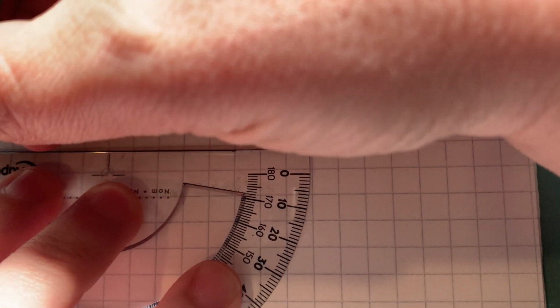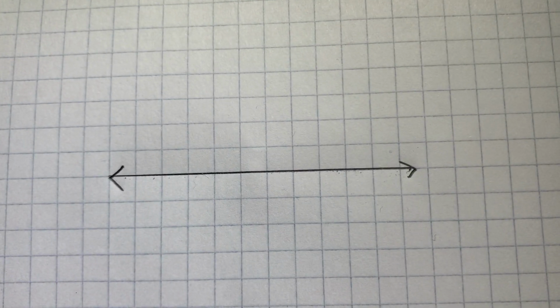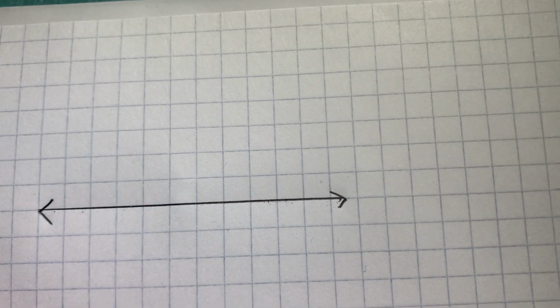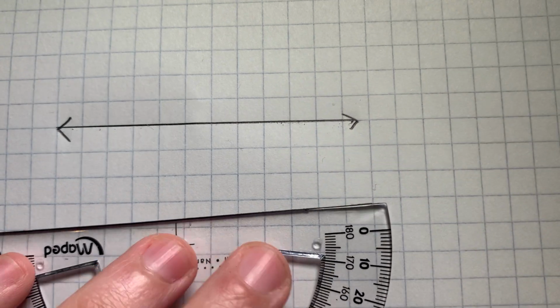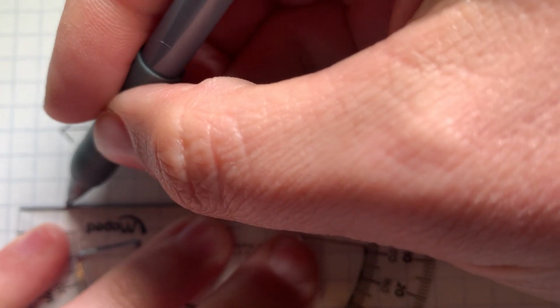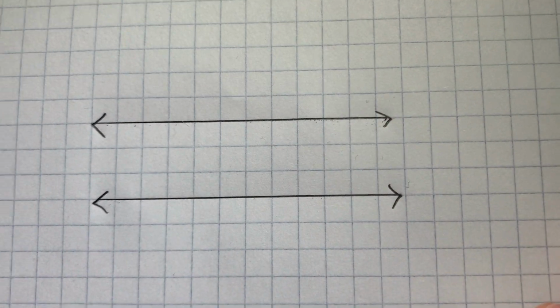So the first types of lines that we're gonna talk about are parallel lines. Parallel lines travel in the same exact direction, but they will never, ever, ever intersect. And on graph paper, it's super easy to draw parallel lines. They go the same direction.